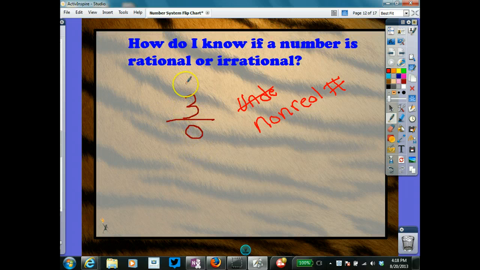Now, if I flip that around, so 0 divided by 3, I would get 0. But I can't divide anything by 0. 3 divided by 0, non-real number.